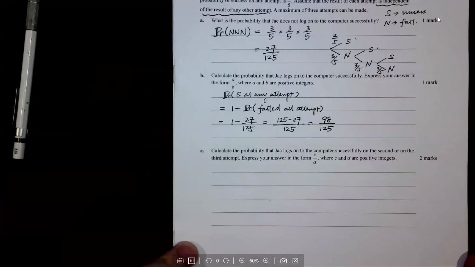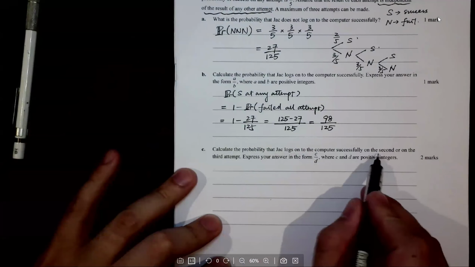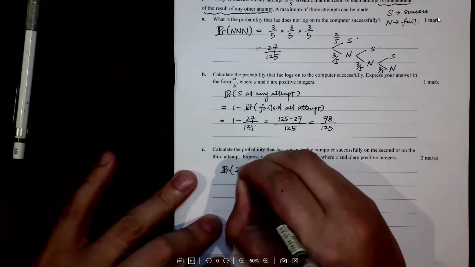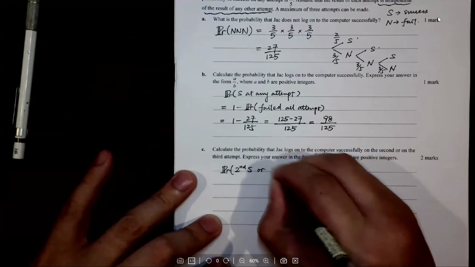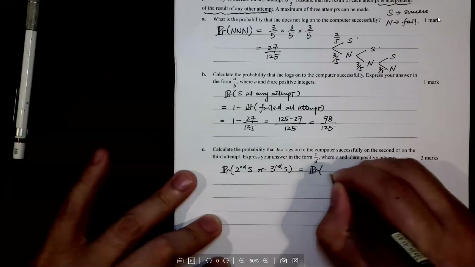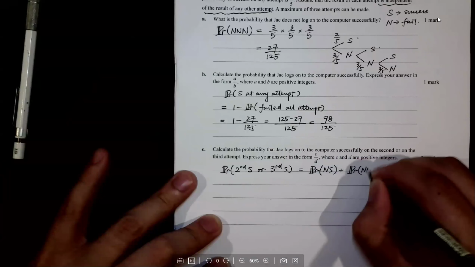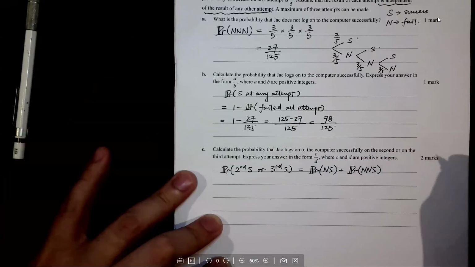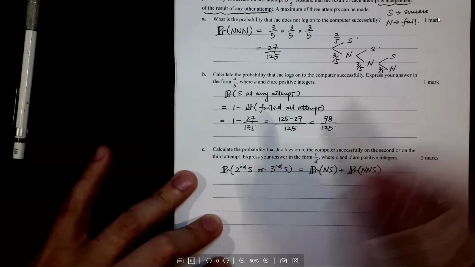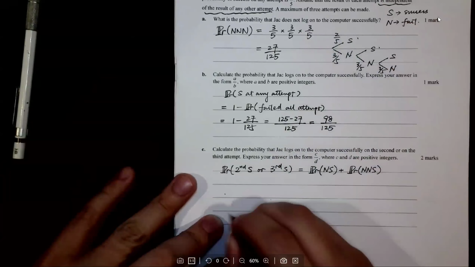And the next one is to calculate the probability that Jack logs onto the computer successfully on the second or on the third attempt. So second S or third S is the probability of NS plus the probability of NNS. Alternatively, you might want to use this answer, subtracting successful on the first attempt, okay? I'll put them all here.